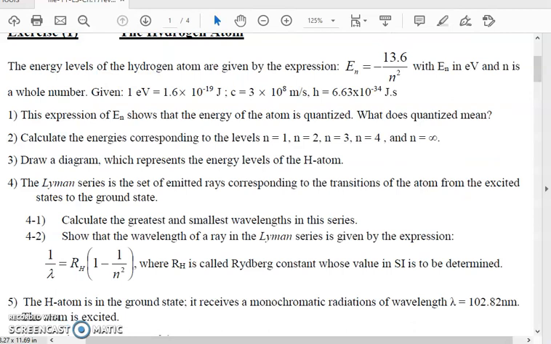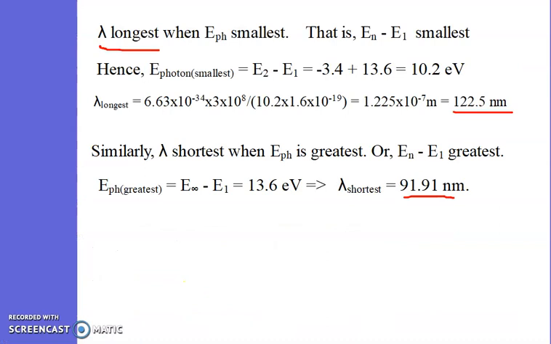Now, part 4.2. Show that the wavelength of a ray, he means of a photon also, or of a wave, in the Lyman series is given by this expression. You have to prove this expression, where RH is called Rydberg constant. Okay, we remember this when we studied the hydrogen emission spectrum.